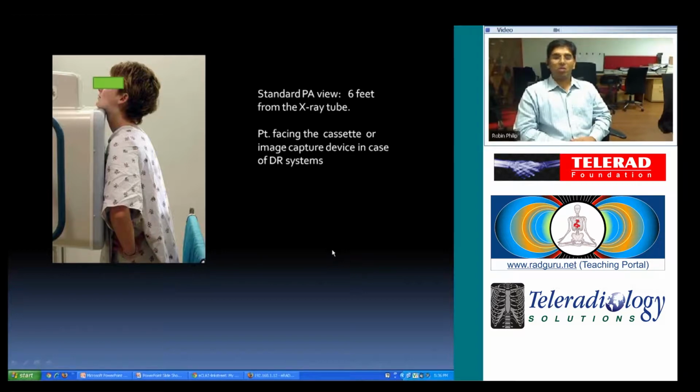Nowadays, it's not that commonly used. Most of them are either CR, computed radiography, or in tertiary care centers, usually they are DR systems. It's done with the distance between the tube and the X-ray cassette around 6 feet. That's the standard PA view, how it is done.